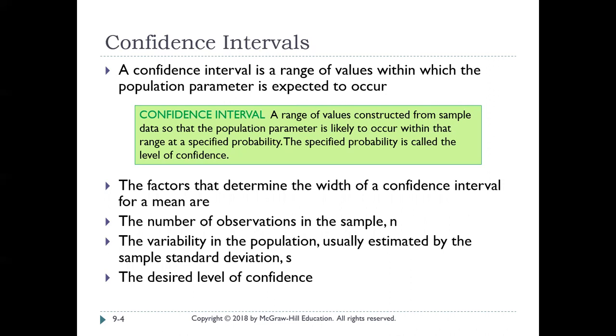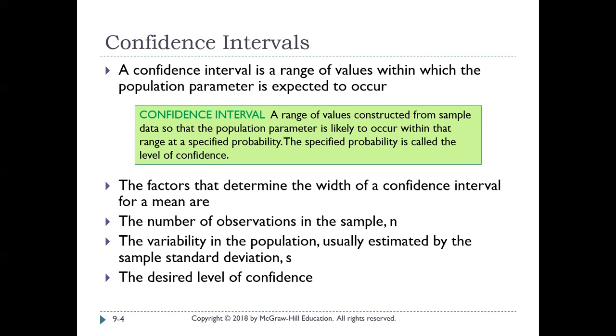First is going to be the number of observations in your sample. So this is going to be n. This is because of pretty much what we talked about before, where the larger your sample size, the more precise you're going to be, right? So this is going to determine how wide your confidence interval is. If your n is very, very large, your interval is going to be very small. This is because more precision means a smaller interval.